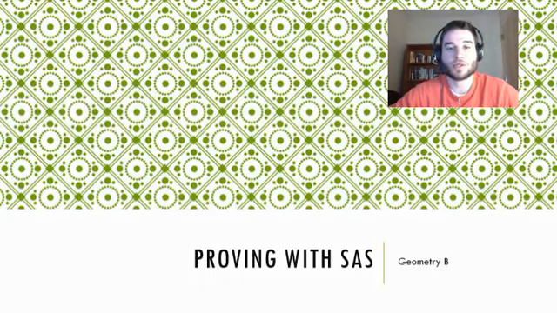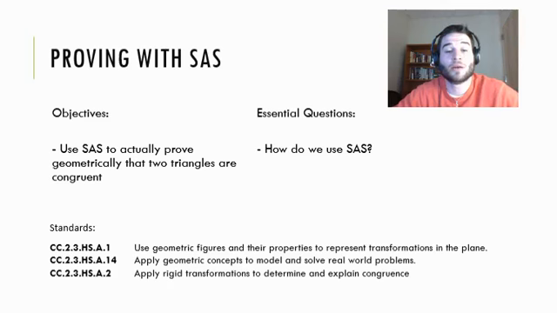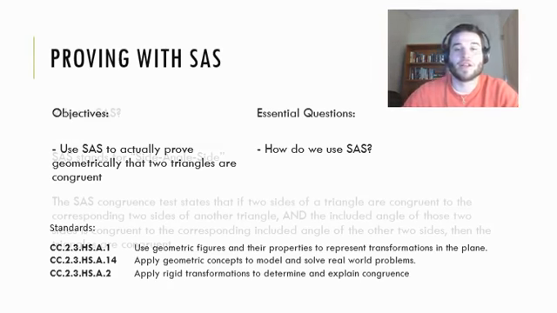Welcome to this lesson on proving that triangles are congruent with side angle side. The student objectives for this lesson: use side angle side to actually prove geometrically that two triangles are congruent. And the essential question is, how do we use side angle side in a geometrical proof? Common Core standards are below.